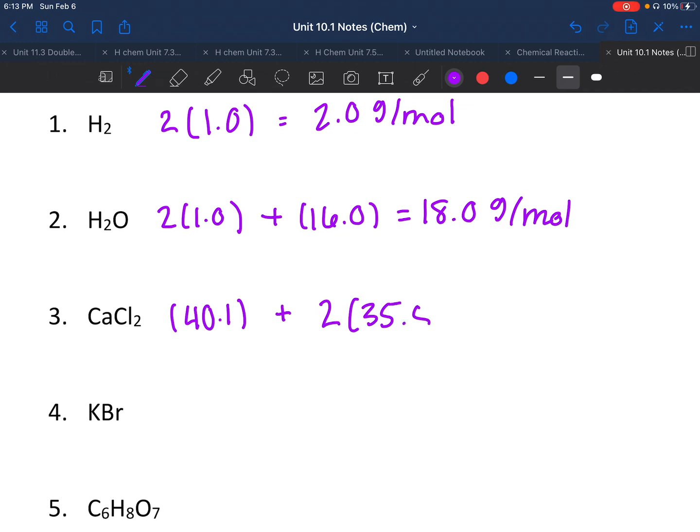So again, I'm making sure to round all of my masses to the 10th, and then I add up all my contributions from all elements. This gives me a total of 111.1 grams per mole.